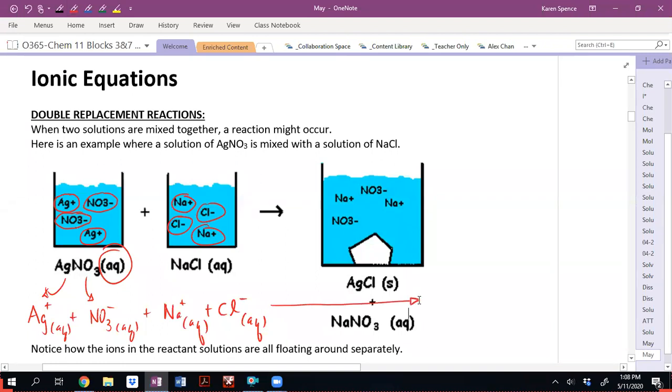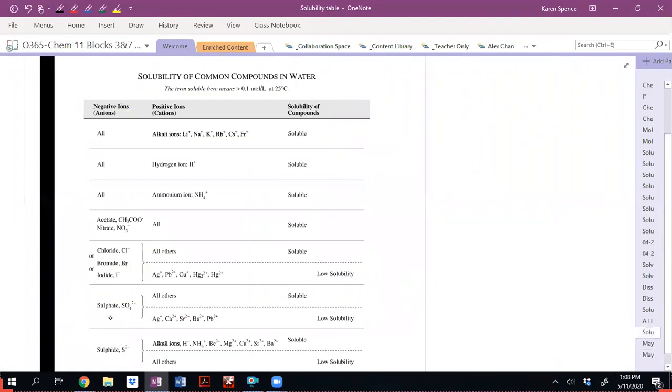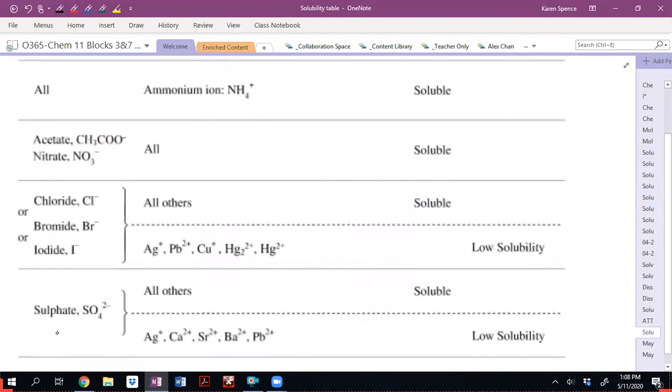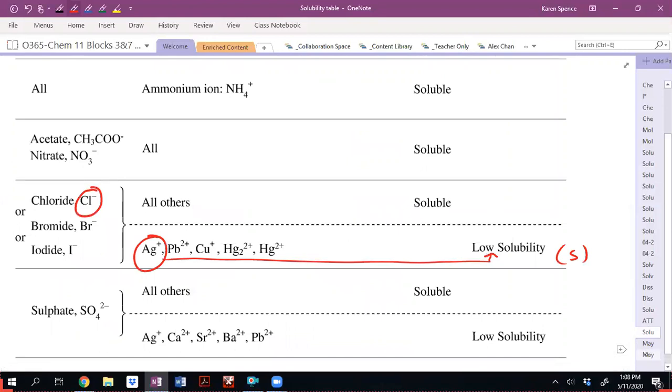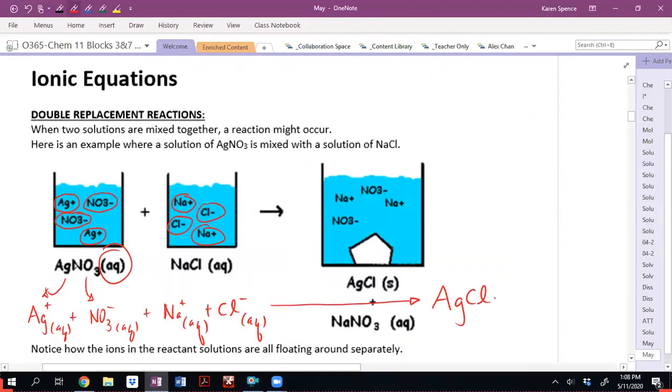And then when we get our products, and I'm going to scooch way on over here because I ran out of room there, we have AgCl, which if we go and look on our solubility table, AgCl, here's our chloride, here's our silver. That is low solubility, so that means that AgCl is a solid. So we can go back here and say, okay, that is a solid.